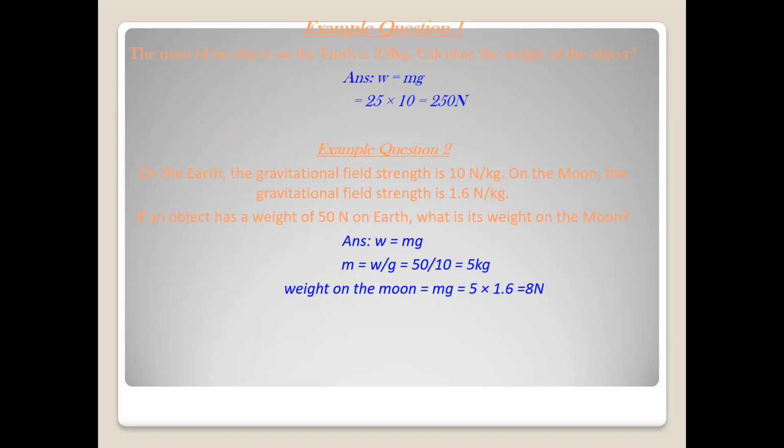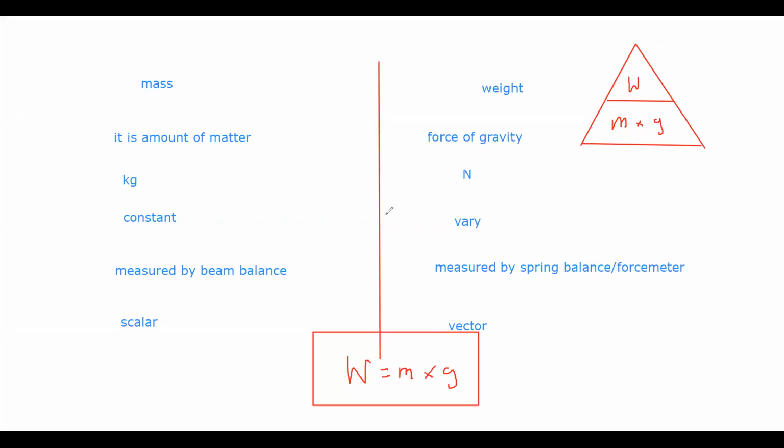Then we define a term which we call inertia. Inertia means it's a property of a material to resist change in state. When the object resists the change in state, we call that property inertia.